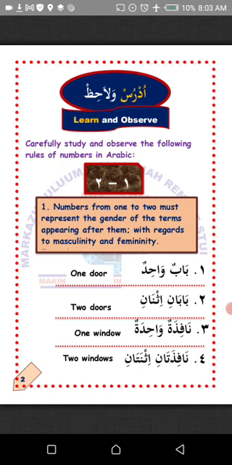Nafidhatani ithnatan, two windows. Ithnatan, not ithnan, because what is being counted is mu'annas, feminine, not mudhakkar, masculine. That is why a ta' must be added to the number ithnatan, not ithnan. Nafidhatani ithnatan, two windows. La'alaka fahimt? I hope you understand. MashaAllah.